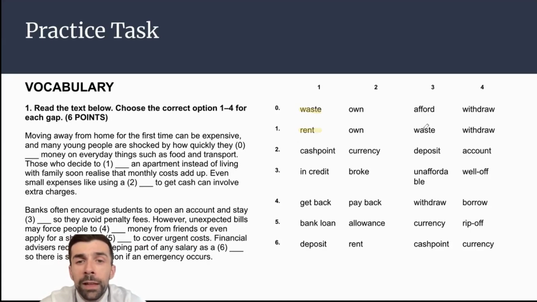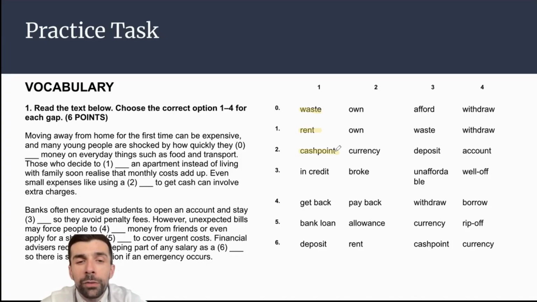Even small expenses like using a cash point to get cash can involve extra charges. Because cash point is another word for ATM. Account is what you have in the bank. Deposit is what you do when you put money into the bank, not take it out. And currency is a type of money. For example, the Thai baht or the US dollar.